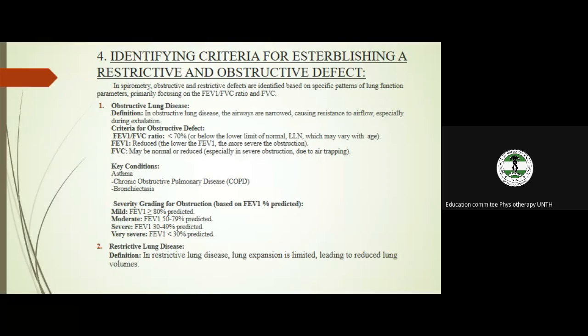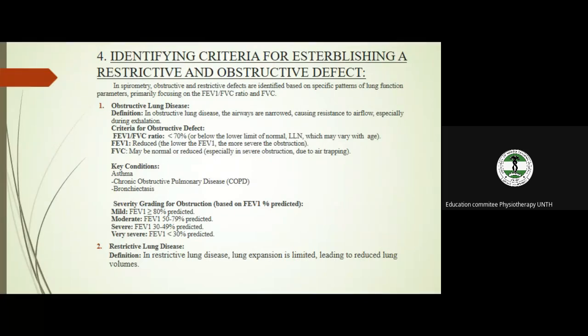Severity grading for obstruction is based on FEV1 percentage predicted. Mild: FEV1 is greater than or equal to 80% predicted. Moderate: FEV1 is 50 to 79% predicted. Severe: FEV1 is 30 to 49% predicted. Very severe: FEV1 is less than 30% predicted.